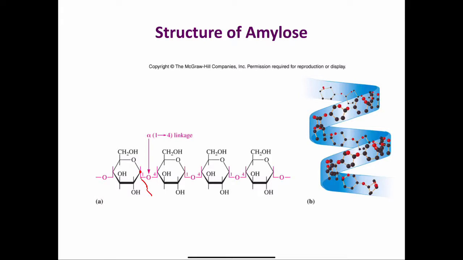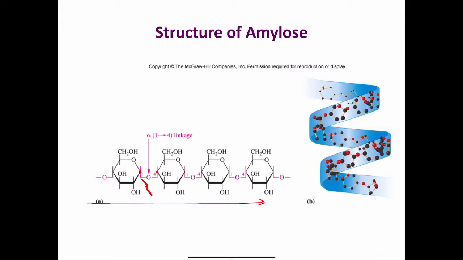The reason they draw it with this angle is not to confuse you, but to show the linear shape of amylose. So you have the alpha 1, and then the glycosidic bond is formed between carbon 4 on the next glucose molecule. Again, it has this helical form.